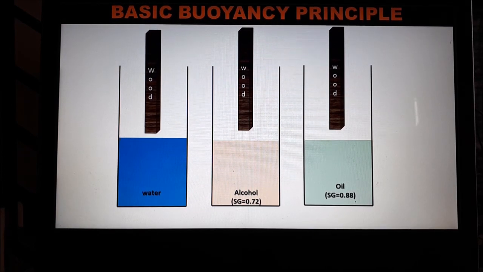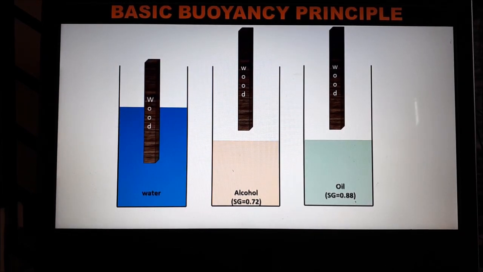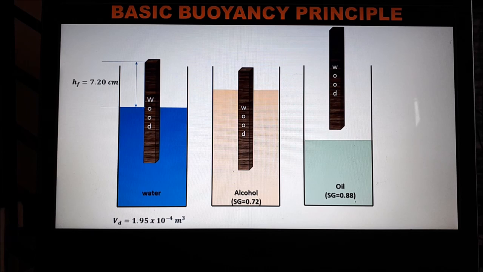Now, to sum it up, on problem number 1, we have water, and the height of the block on top of the water surface is 7.2 centimeters, while the volume of the water displaced is 1.95 times 10 raised to the negative 4. But for problem number 2, the fluid is alcohol with a specific gravity of 0.72, and we found out that the volume displaced is 2.708 times 10 raised to the negative 4 cubic meter. It means that this one is higher than the volume of the water displaced, while the height of the block on top of the alcohol surface is only 4.17 centimeters.